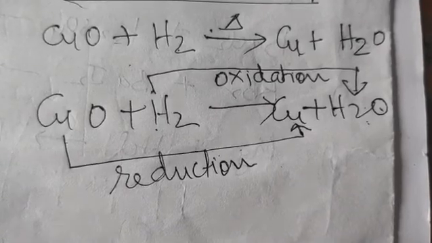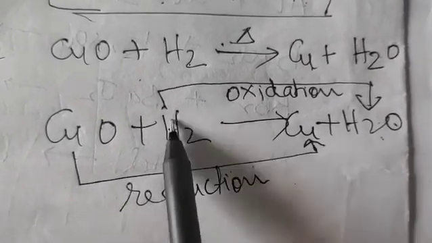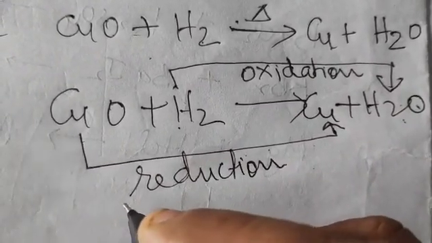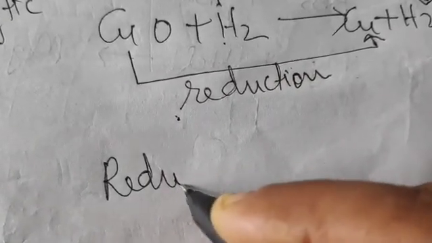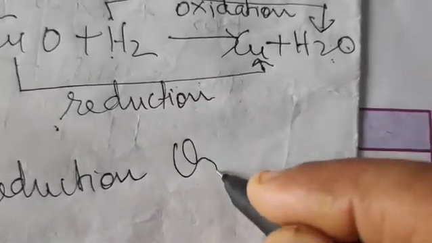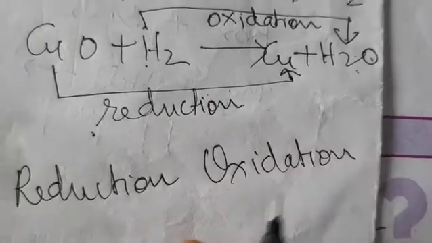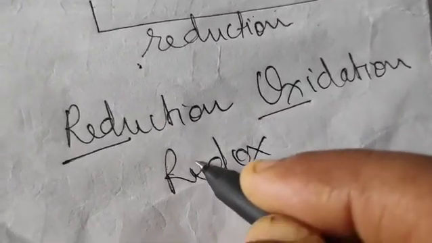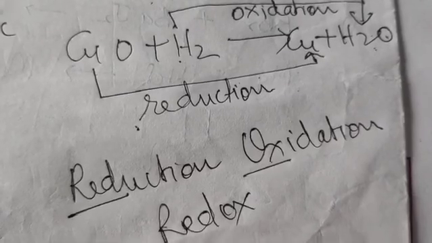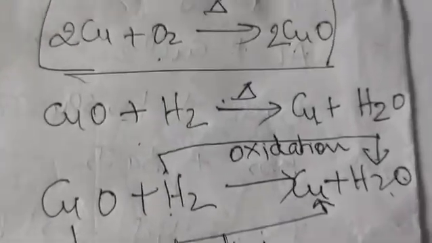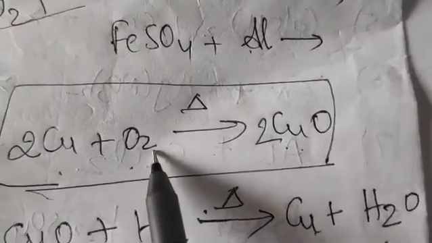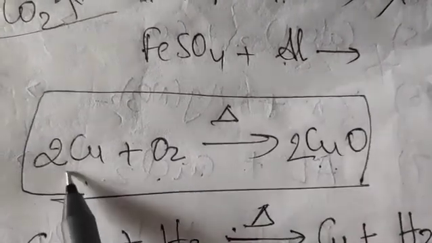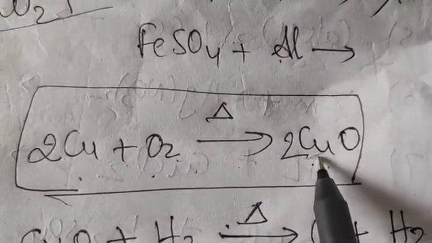So in this particular chemical reaction, you find that there is oxidation and reduction taking place together. Therefore, when reduction and oxidation occur at the same time, you combine them and call it redox. Redox reaction is where the reduction and oxidation take place simultaneously. What about the first equation which I wrote? Copper and oxygen. What do you think this is? Now can you tell me? Yeah, this is an oxidation reaction. To copper, oxygen is added, so it's an oxidation reaction alone.